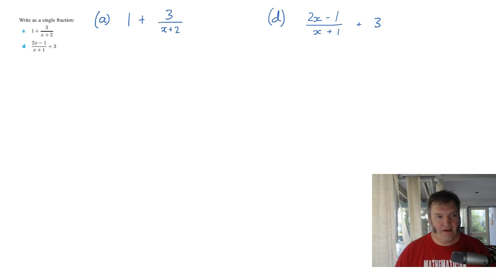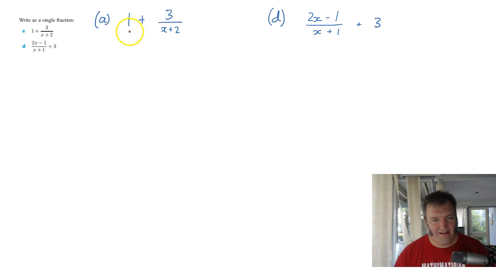So the next question in the bag review: write as a single fraction. Basically, the operations may be similar and not too difficult at all. When we are adding or subtracting fractions, we need to have common denominators. So what I'm trying to do is add 1 to 3 over x plus 2, the difficulty being that this 1 does not have a denominator of x plus 2.